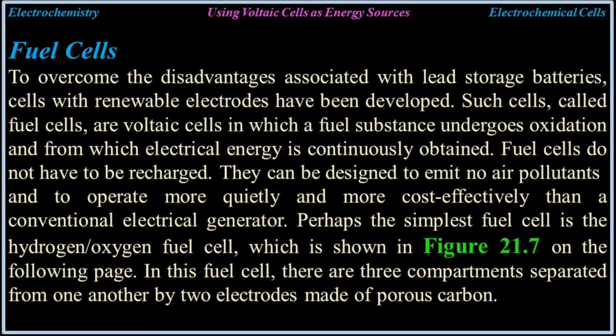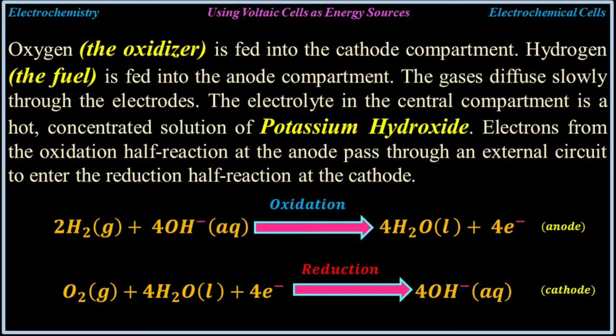on the following page. In this fuel cell, there are three compartments separated from one another by two electrodes made of porous carbon. Look back at the fuel cell model and see if that makes sense. Oxygen, the oxidizer, is fed into the cathode compartment. Hydrogen, the fuel, is fed into the anode compartment. The gases diffuse slowly through the electrodes. The electrolyte in the central compartment is a hot, concentrated solution of potassium hydroxide.